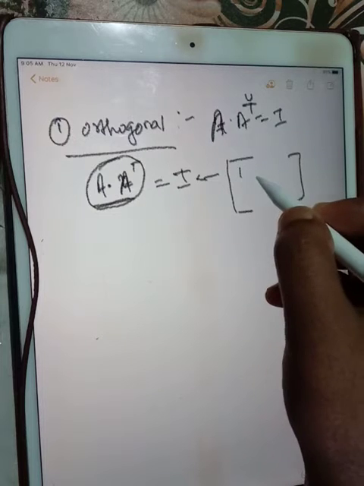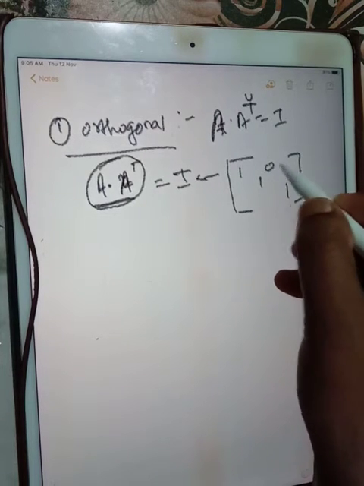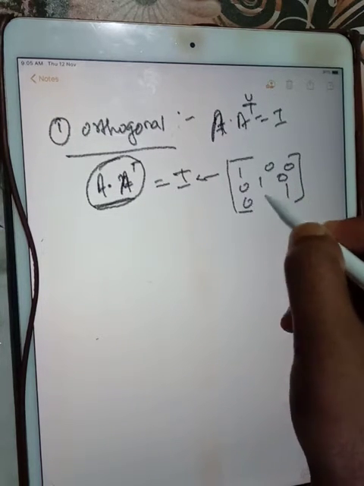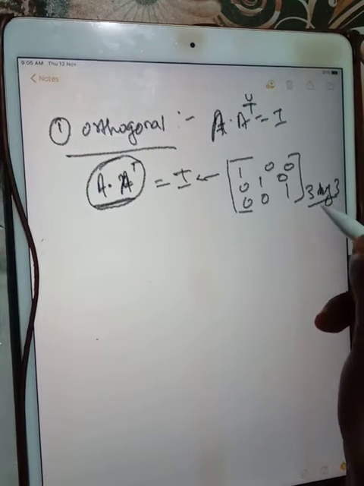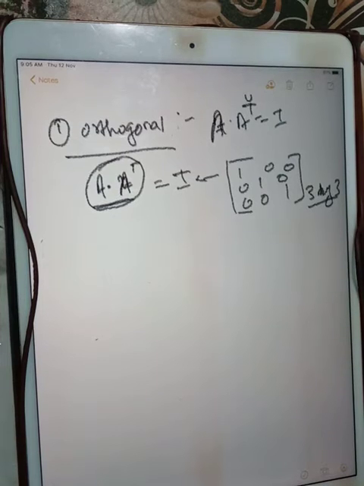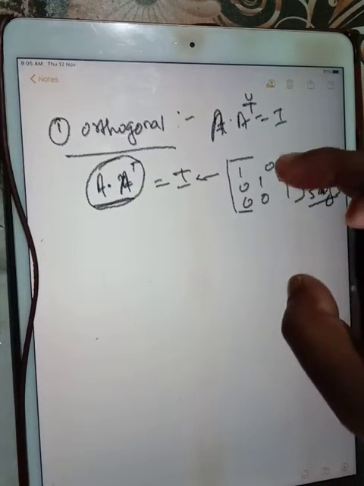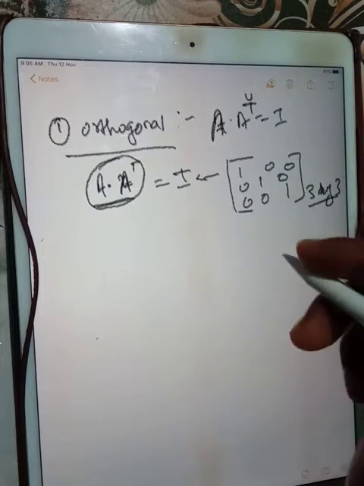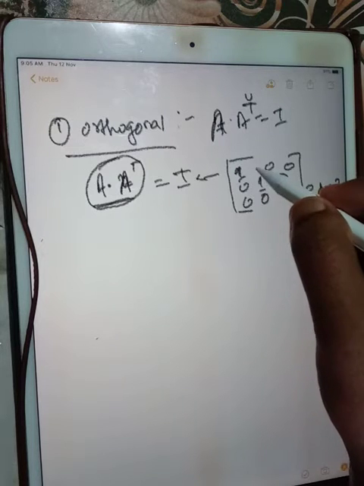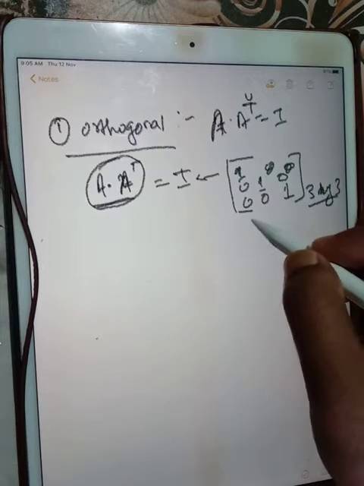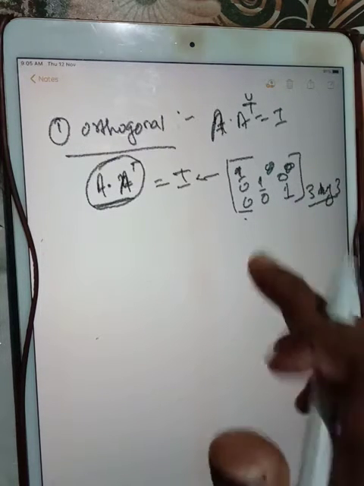That is, the diagonal elements are 1, 1, 1, and all non-diagonal elements are 0. This is the 3 by 3 identity matrix. So this is the identity matrix: all diagonal elements are 1, and all non-diagonal elements are 0 only. Okay, this is the identity matrix.